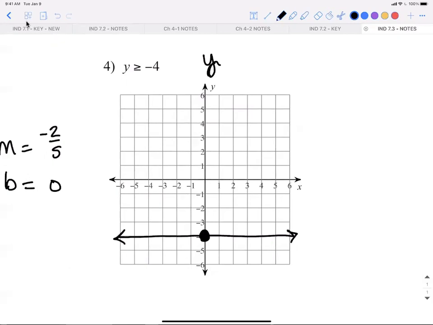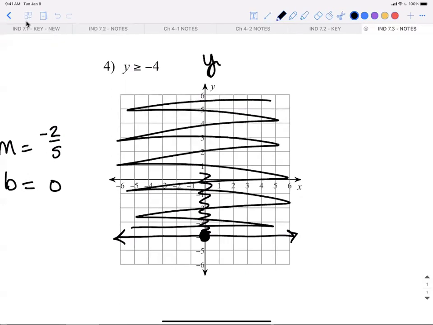And then I'm going to go back to my original point that I plotted, and I'm going to look at my equation, and it says all y's greater than -4. Well, on my y-axis, these are the y's greater than -4. So that tells me I'm going to shade above. Sound good?